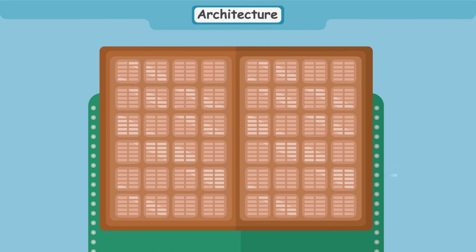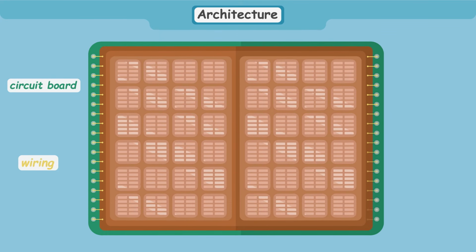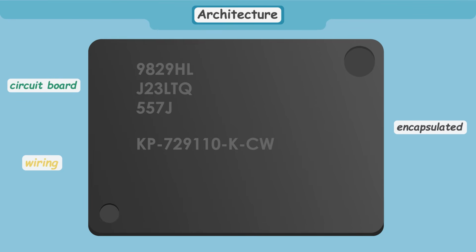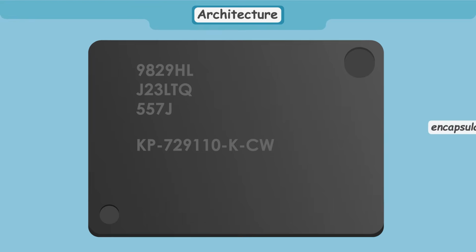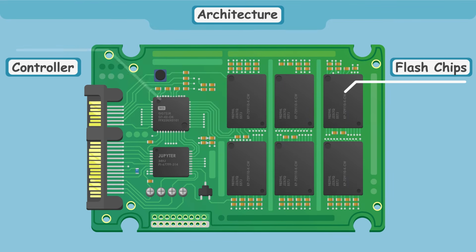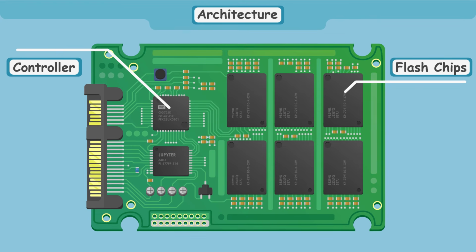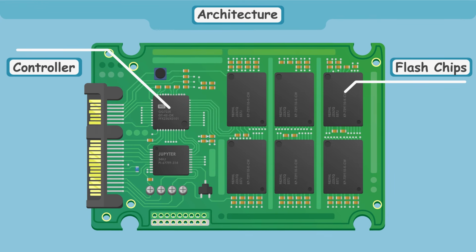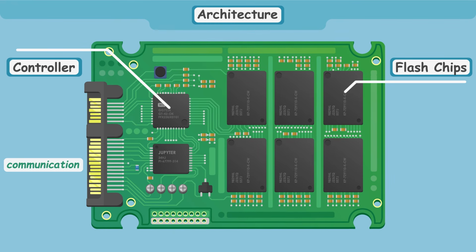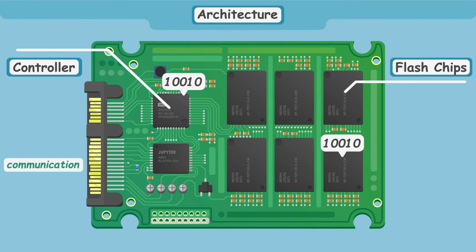The die is then placed on a circuit board, connected and encapsulated in a black plastic package. To achieve a higher memory capacity, flash devices hold multiple flash memory chips and a memory controller on their board. The memory controller is responsible for the communication between the flash chips and the computer, while also controlling read and write operations on a hardware level.